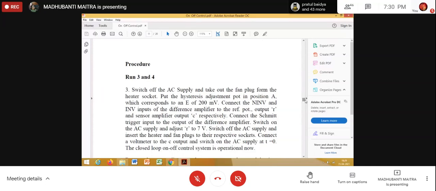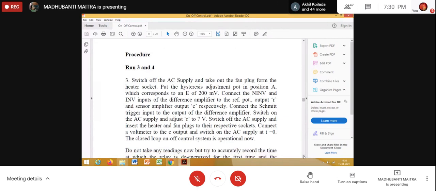Run 3 and 4. Now we have started the heating process and cooling process of the plant in the open loop configuration. As you can see, if the heater is on and if the fan is on, accordingly the temperature of the plant will change. So actually we are not controlling the temperature of the plant when the entire system was in open loop. Now we'll configure the system as a closed loop system.